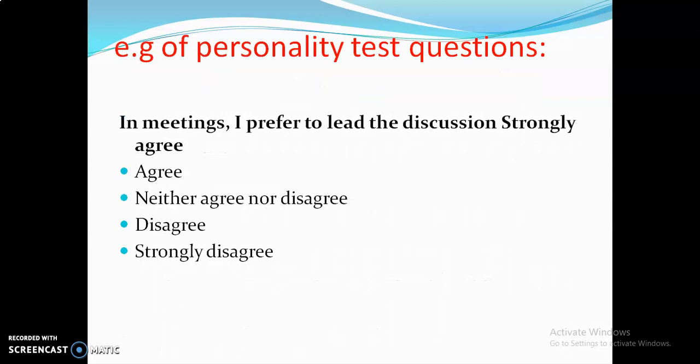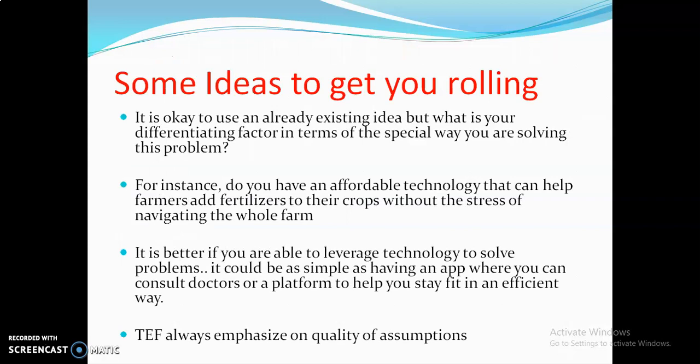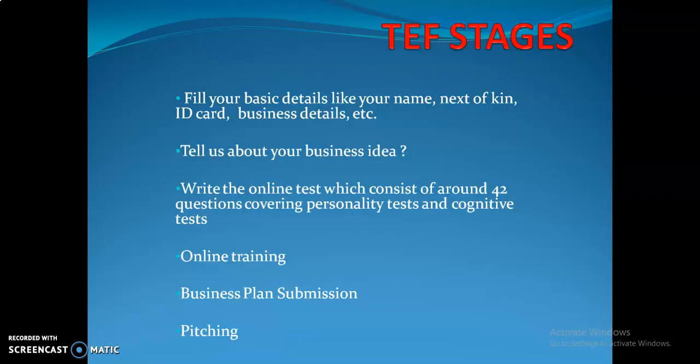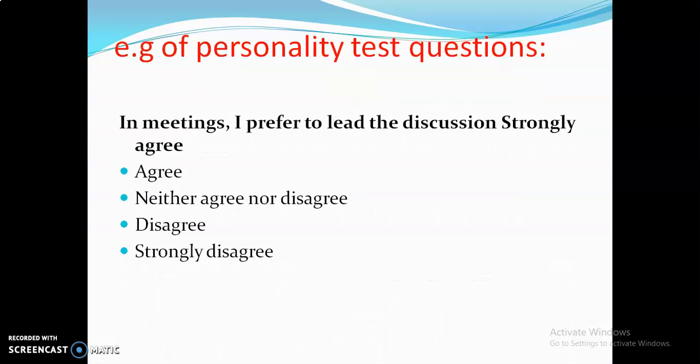And here, in the online tests, I did tell you there are 42 questions covering personality tests and cognitive tests. So I'm going to show you examples of those two tests. This is what the personality test questions look like. You're going to be answering around 22 questions like this.